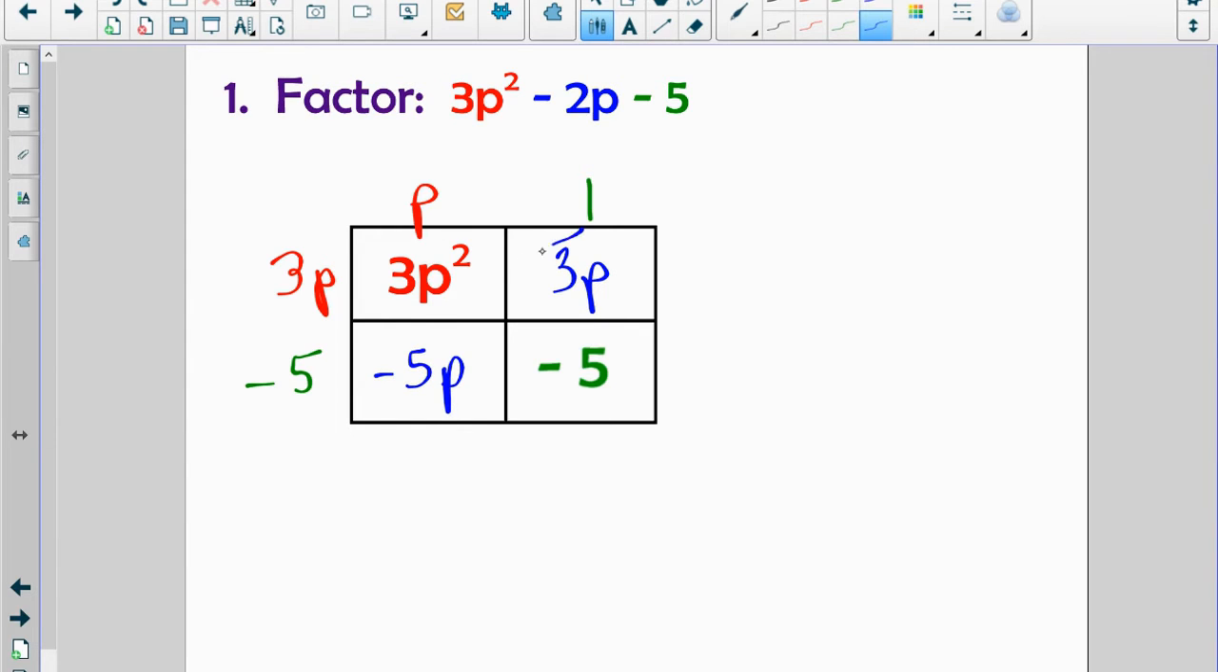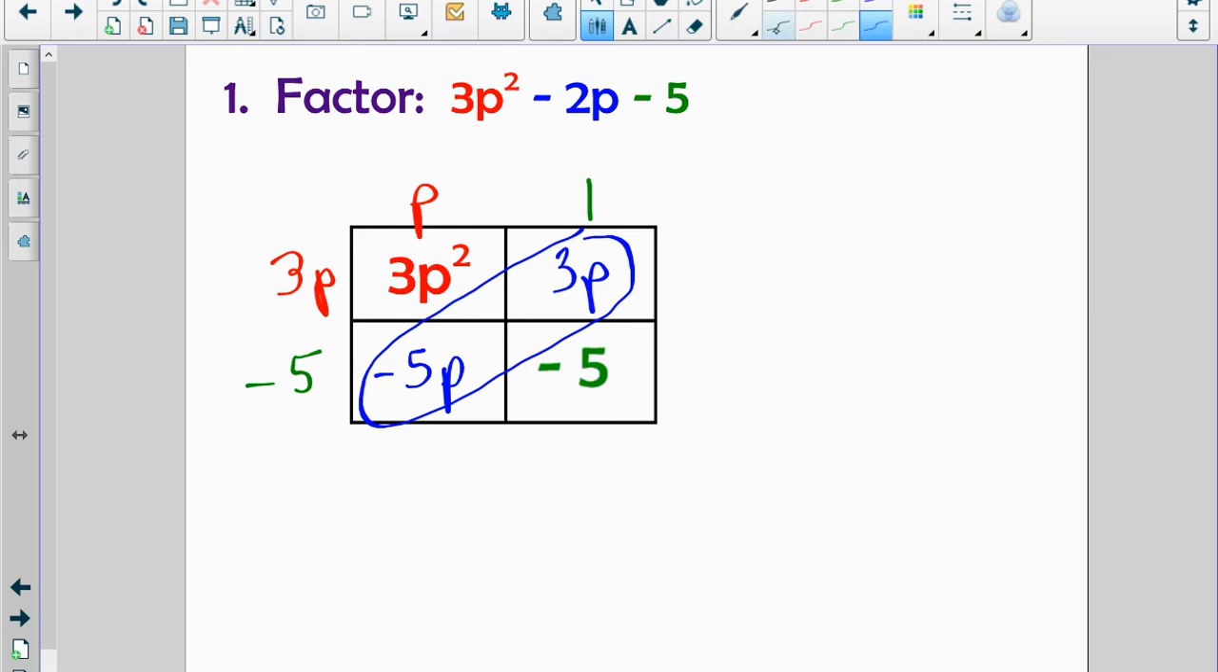So let's check our area. Did we get the trinomial that we started with? 3p squared, check. Negative 5p plus 3p is negative 2p. That checks also. And then the minus 5 at the end. All right, so we actually have the right area right now. It all checks out. That actually worked out nicely on our first try.